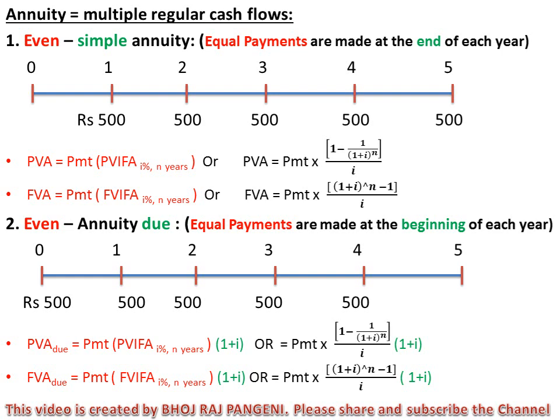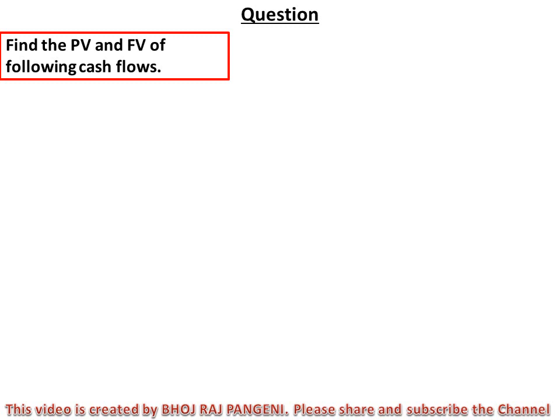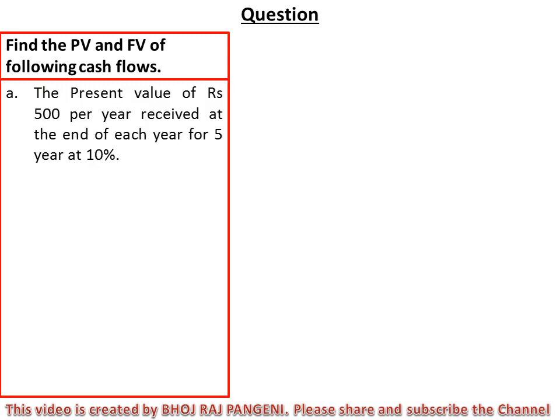These all are for even cash flow. 1 and 2 are for even cash flow. Now we are going to solve a question. Find the PV and FV of the following cash flow.